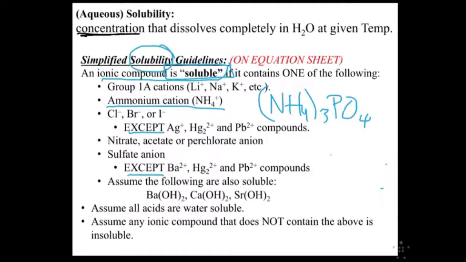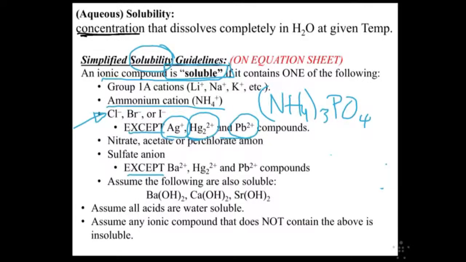Okay, anything that contains Cl minus, Br minus, or I minus. We don't have F on there. Notice it's just the halogens except for fluorine. So Cl minus, Br minus, I minus, and that's going to be only if they're not bonded to Ag plus, Hg or mercury 2 plus, or lead 2 plus.